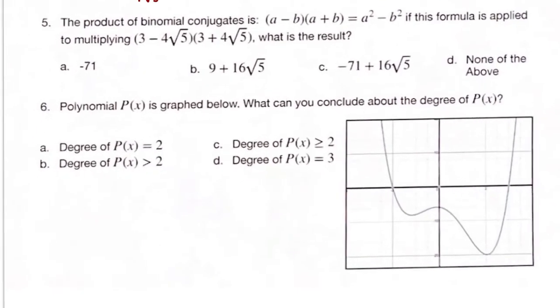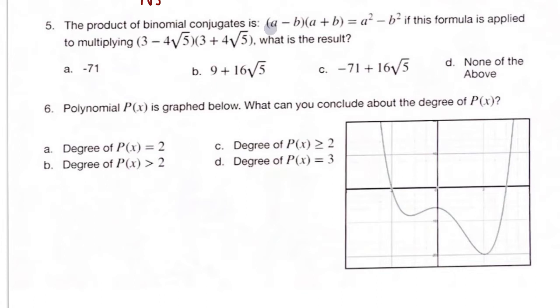Question 5. All right, if a minus b times a plus b equals a squared minus b squared, and we apply it to multiplying these two together, if you look at those two, those are written in a minus b and a plus b form. And you can see the formula right here says the answer is just a squared minus b squared. So let's do that. We'll just calculate a squared minus b squared, and I'm going to slide this over just a little bit.